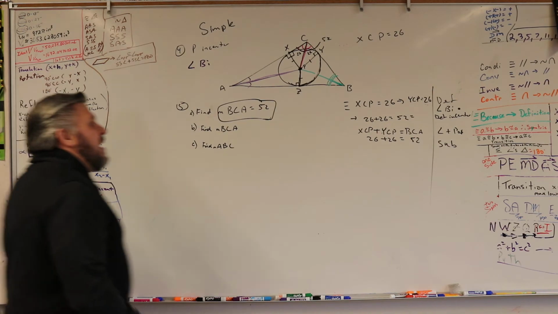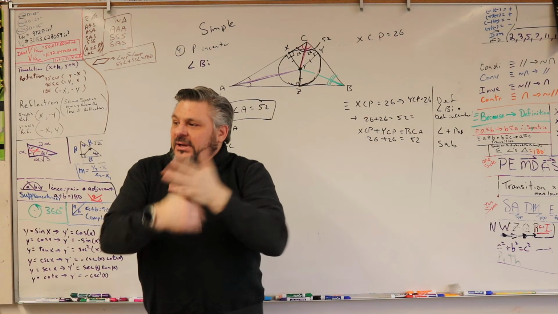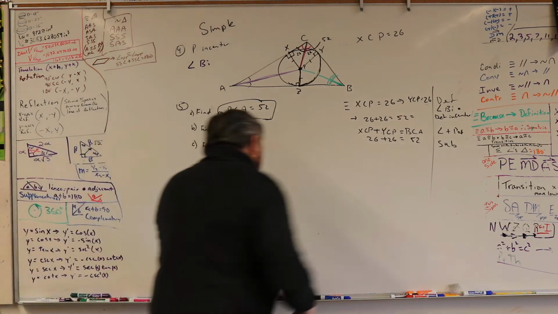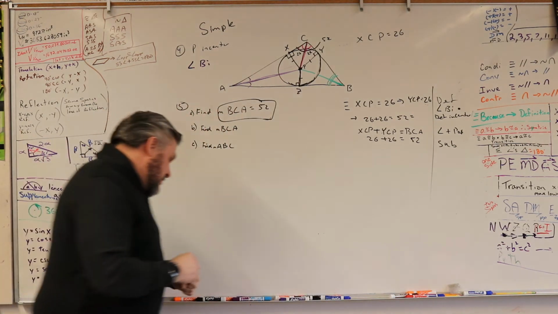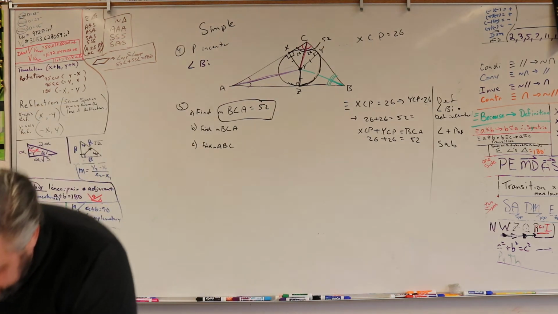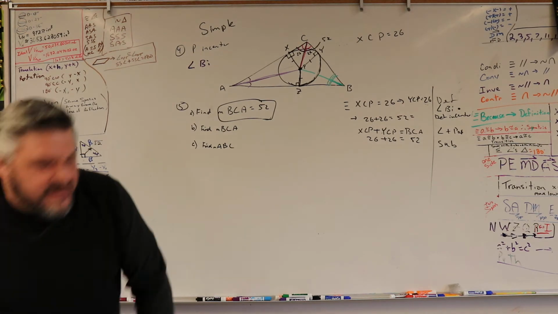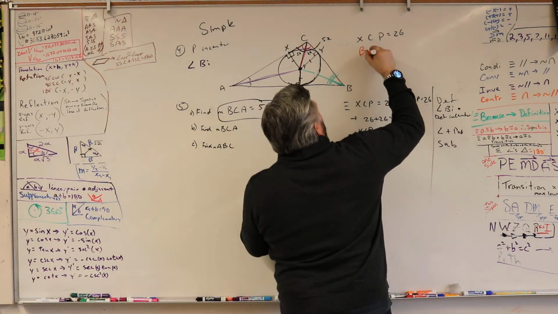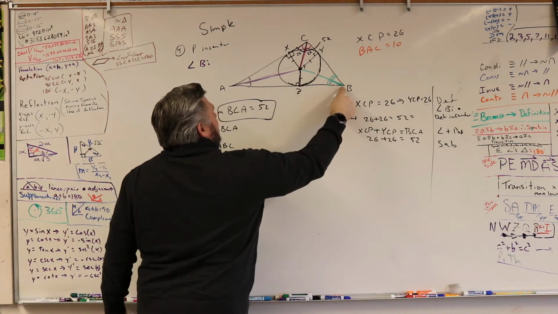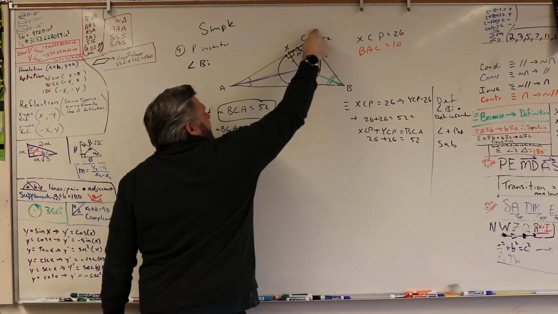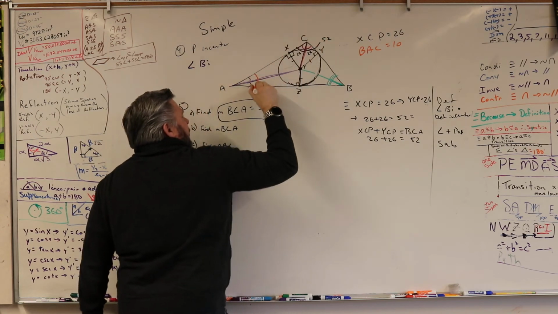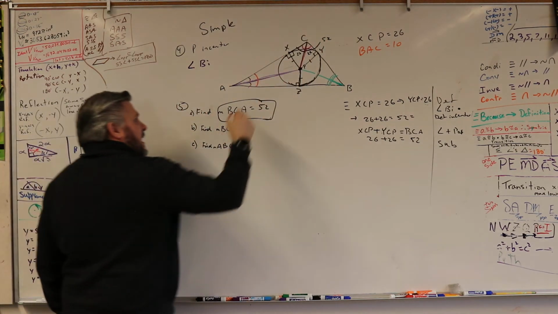Okay? Now, that's just from the XCP. What else did it give us? So let's use another color. Try to use a color that we didn't use. It said BAC is 10. So it says BAC equals 10. Where's BAC? BAC means this whole piece is 10.